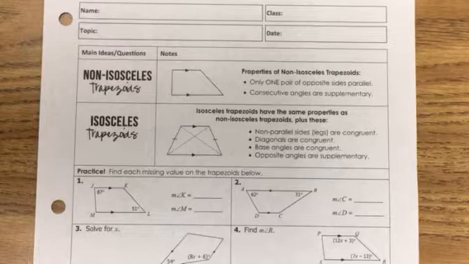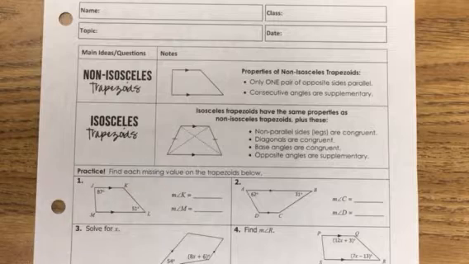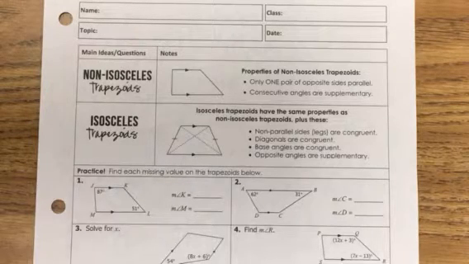Welcome, Coach Agner's Math. Today we'll be talking about trapezoids. So we've talked about all types of parallelograms, rectangles, rhombi, and squares. But today we're going to talk about trapezoids, which is a different type of quadrilateral.